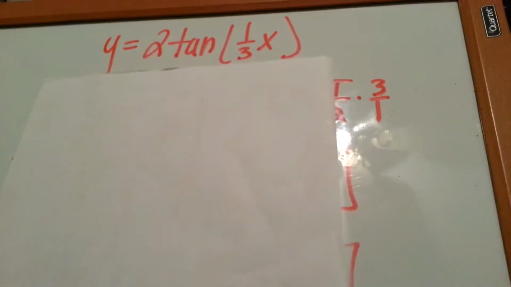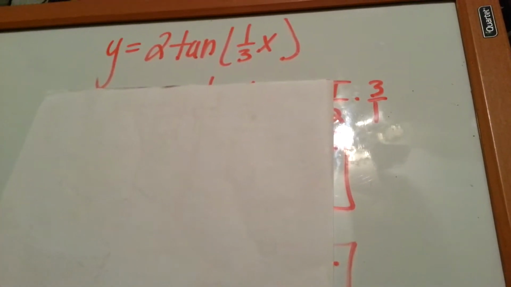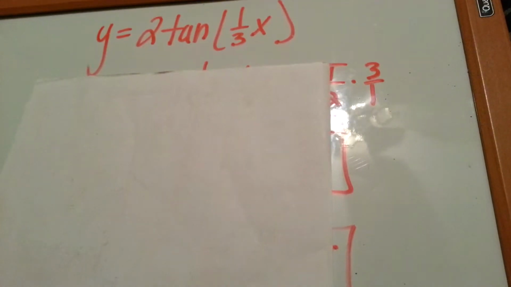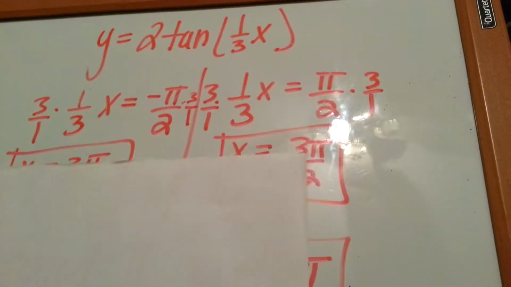Function, and we're going to continue with showing how to graph trigonometric functions. So we're going to start off with the fourth function, which is y equals 2 tangent parentheses 1 over 3x parentheses. This time with tangent it's a little bit different.